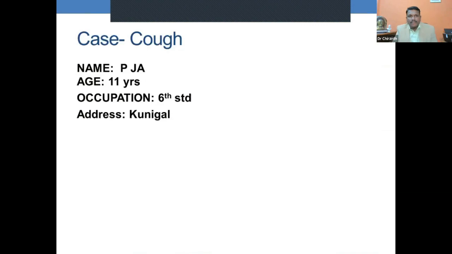Let us move on to the second case. This is of a girl. She was 11 years old, in 6th standard. Her parents stayed some 40 kilometers away from my place, and they had left their daughter in a place called Badgi, which is around 300 or 400 kilometers from here, in some relative's house to study. There was some function in school.